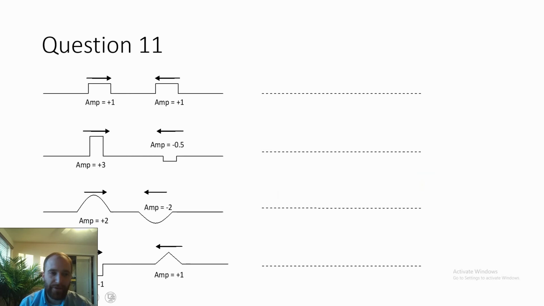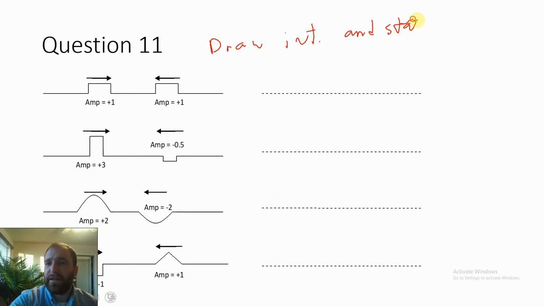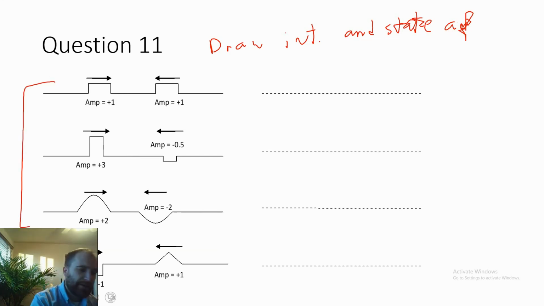Drawing waveforms. All right, pause the video and I want you to give this a shot. I'd like you to draw the interference pattern, or the superposition, and state the amplitude. You should be able to get through these three. This last one might be a little tough, but give it a shot. So pause the video, try this out. I'll give you a second to pause the video and try it.